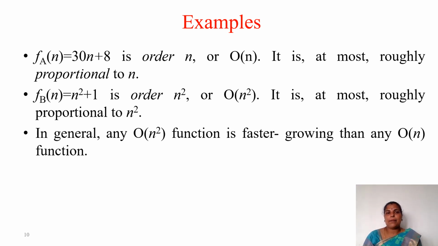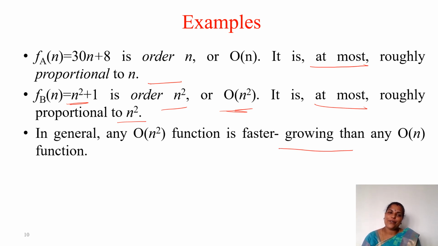Then I have given you some examples. fa of n equal to 30 n plus 8 is order of n, or big O of n. It is at most roughly proportional to n. At most means it is the maximum. And fb of n equal to n square plus 1 is order of n square, or big O of n square. Here it is at most roughly proportional to n square. So in general, any big O of n square function is faster growing than any n function.